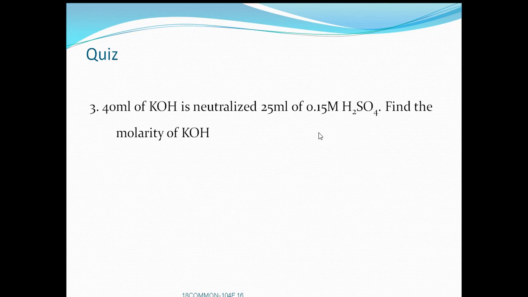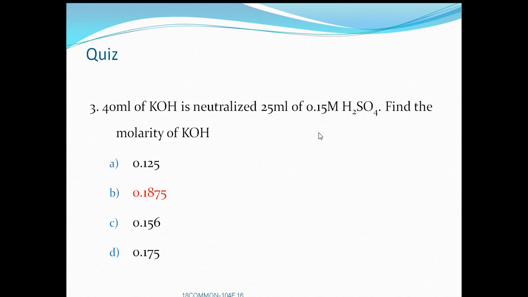Find the molarity of KOH. 40 ml of KOH is neutralized by 25 ml of 0.15 M H2SO4. So I am giving options. We can calculate by using which formula? The volumetric analysis formula, M1 V1 by N1 equal to M2 V2 by N2. By using that formula, we get 0.1875, which is the molarity of the KOH. Okay, these are very simple questions.